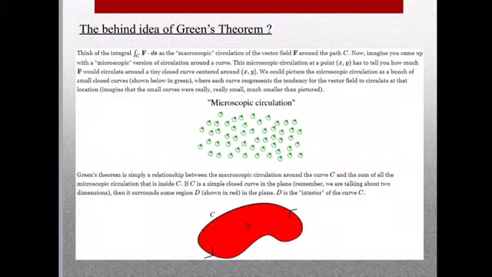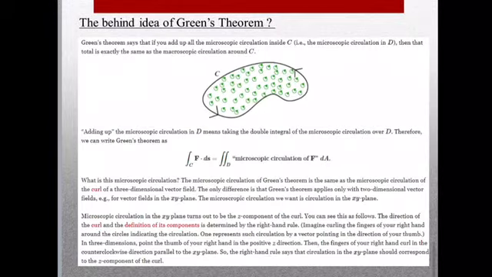Green's theorem is simply a relationship between the macroscopic circulation around the curve C and the sum of all the microscopic circulation that is inside C. If C is a simple closed curve in the plane, remember we are talking about two-dimensional, then it's around some region D, shown in red in the plane. D is the interior of the curve C.